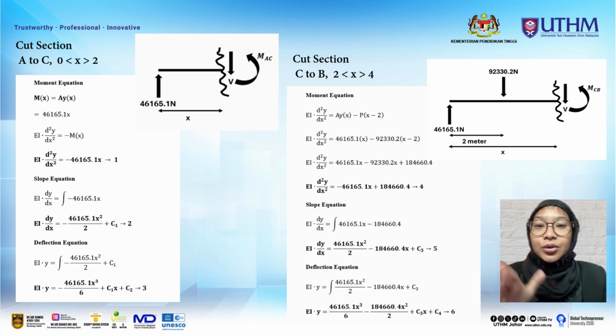And we do the second integration to find the deflection equation, where EI times y is equal to 46,165.1 x power of 3 over 6 minus 184,660.4 x power of 2 over 2 plus C3x plus C4, and that would be our last equation, which is the deflection equation for region 2.